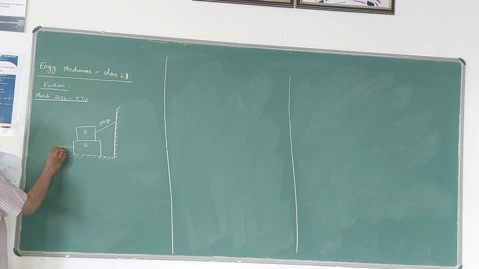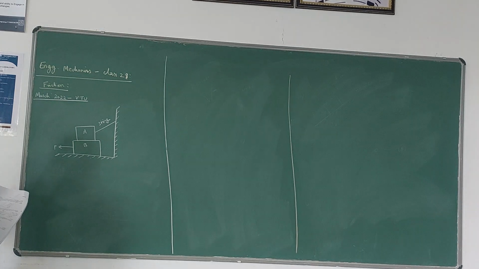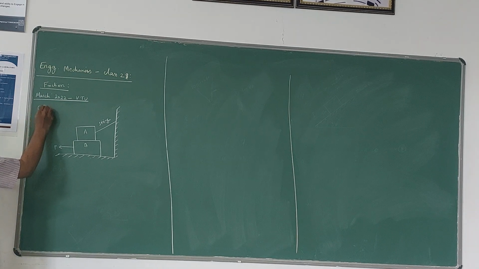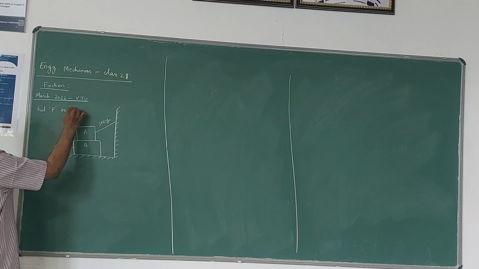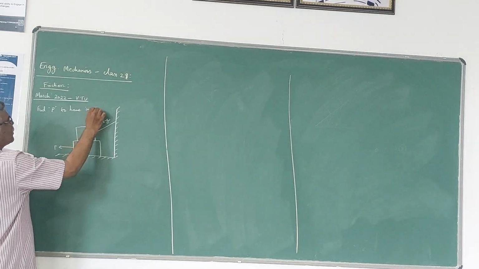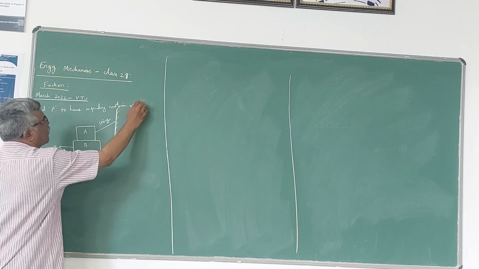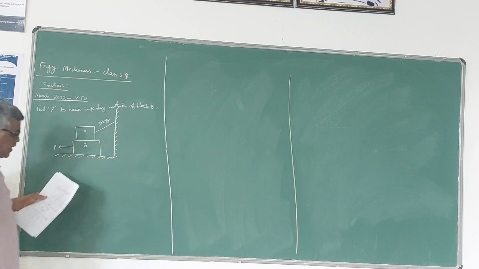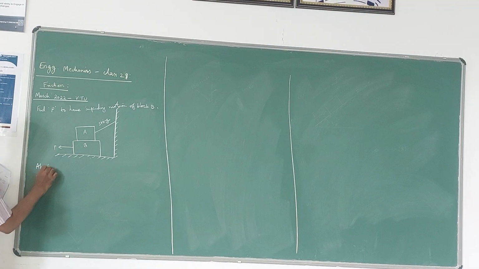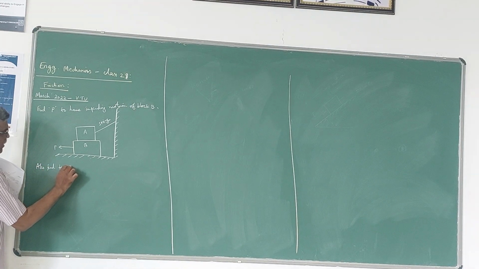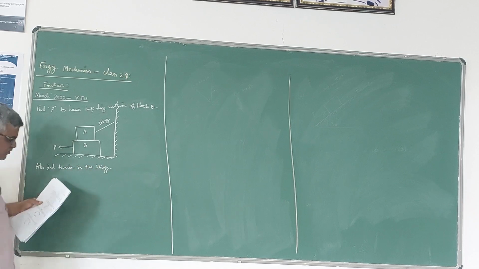And a force P is applied on block B in this direction, in left direction. Now the question here is, find the force P to have impending motion of block B. He has given also find the tension in the string. Always cables and strings, they carry tension forces.